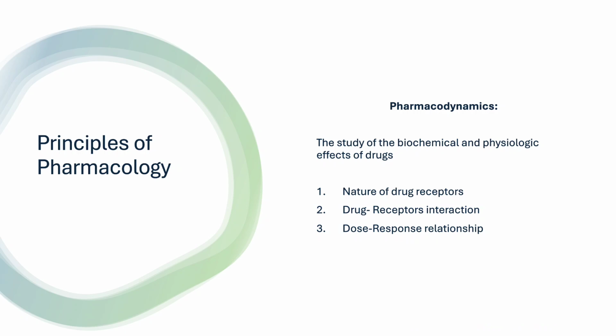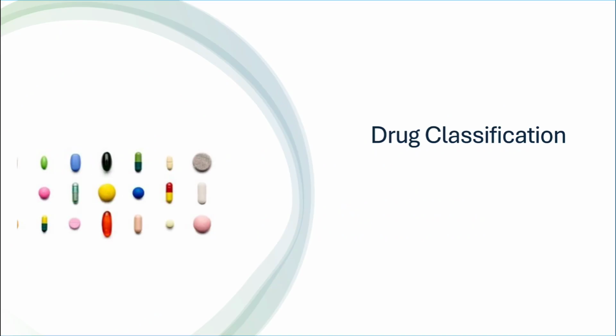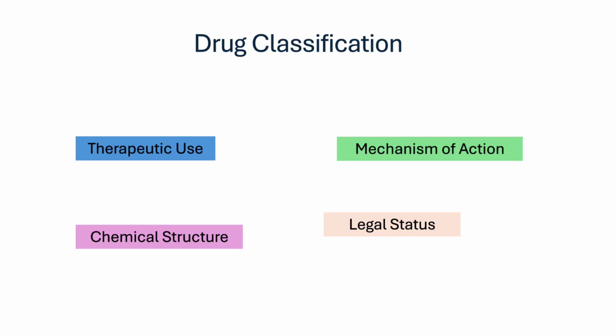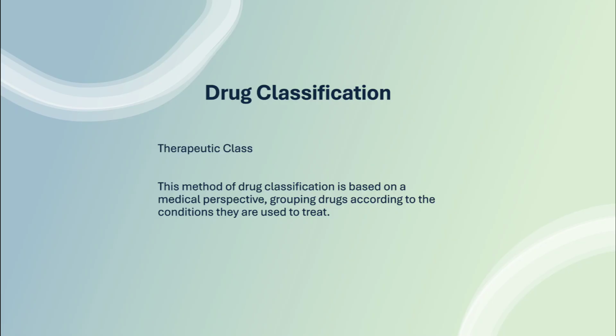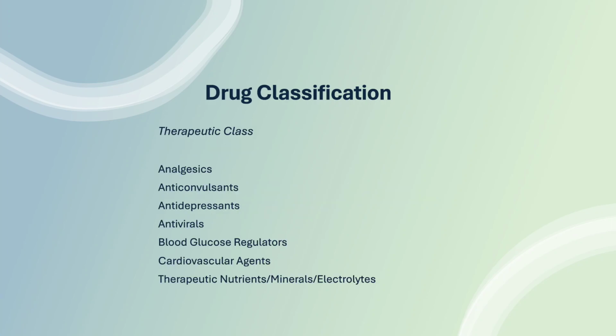Let's talk about drug classification. There are many types of classification. We can group drugs by mechanism of action, chemical structure, legal status, therapeutic use, etc. Let's talk a little bit about therapeutic use. It is useful because it helps organize and simplify the understanding of medications based on the conditions they treat. Here we can see some examples of this, such as analgesics, anticonvulsants, and so on.